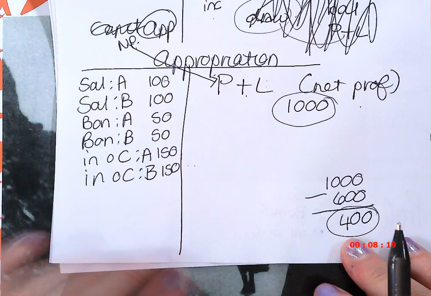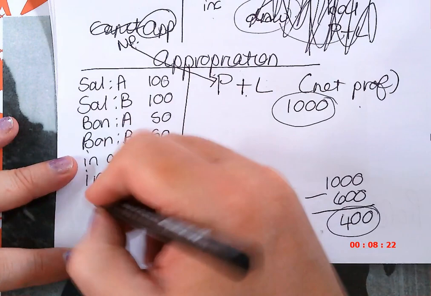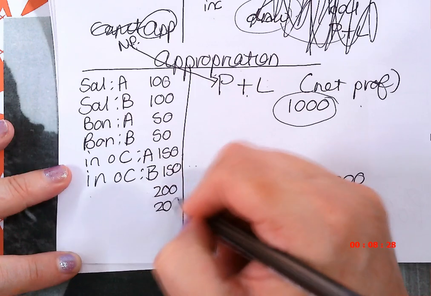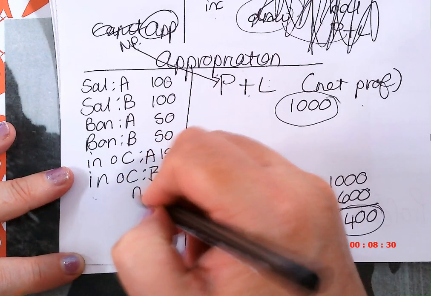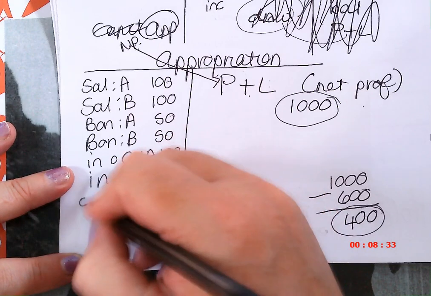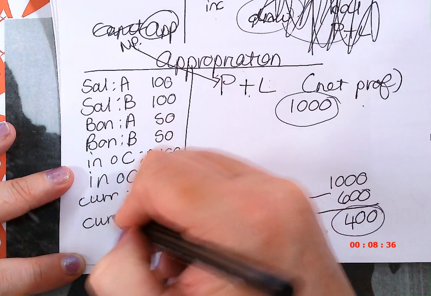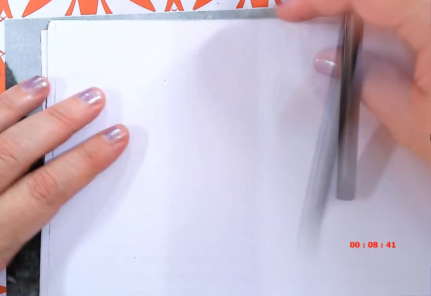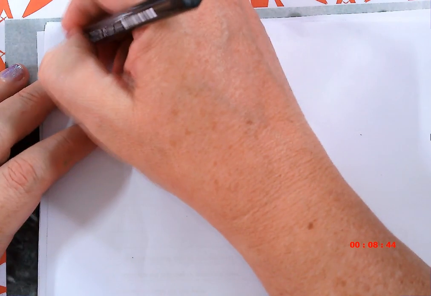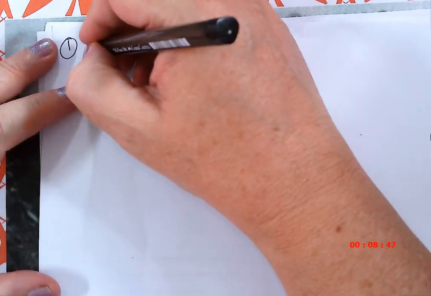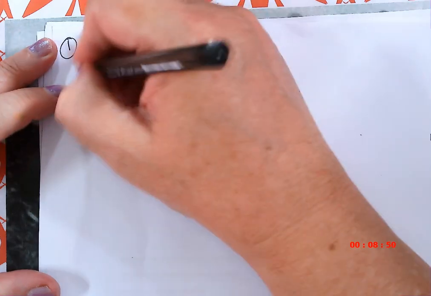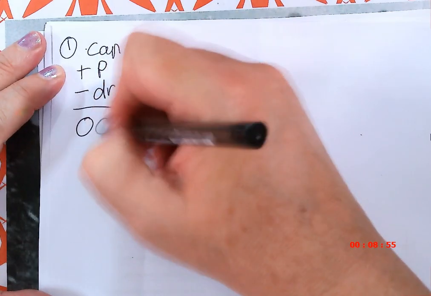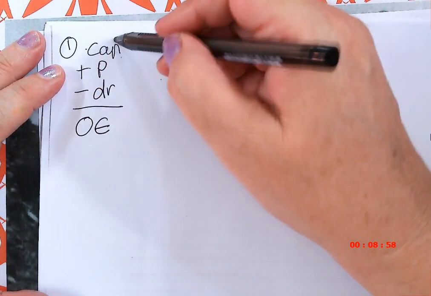Okay, but I'll show you now. So now, let's say we do it 50-50. So now I say, A gets 200, B gets 200, but I'm going to take it to an account I call the current account. Okay, so, in other words, when we did the sole owner, we said capital plus profit less drawings gives me owner's equity. And then we can see how much the capital grew.